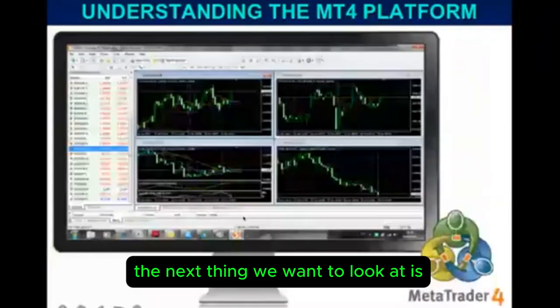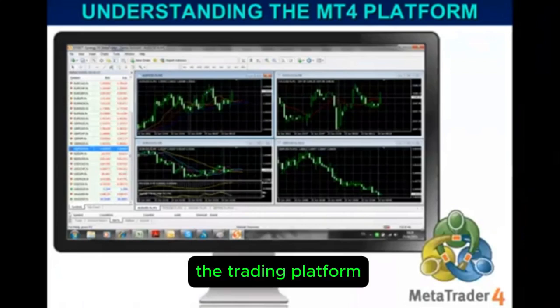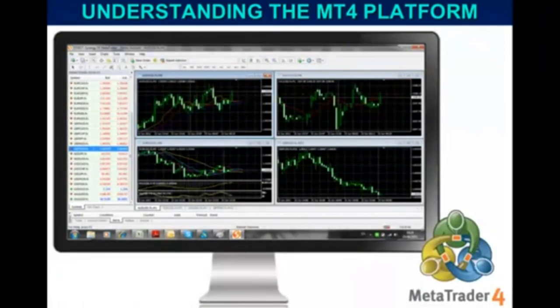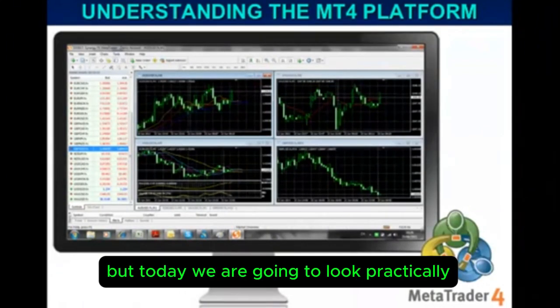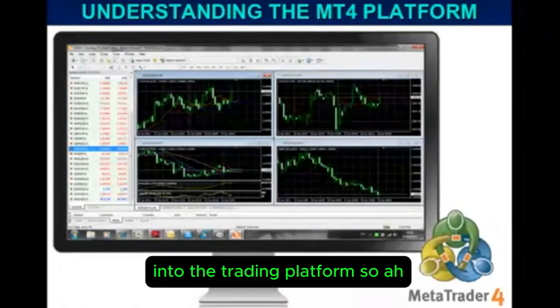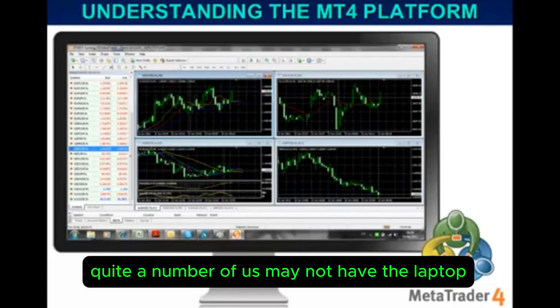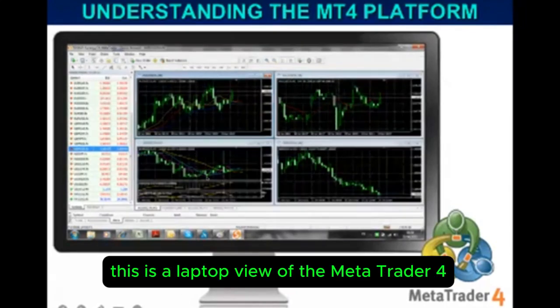So now the next thing we want to look at is the trading platform itself. I'm aware that a lot of us don't have one; this may be your first time, and you've only been seeing this thing somewhere. But today we are going to look practically into the trading platform. Because I know quite a number of us may not have a laptop, what you are seeing here is a laptop view of the MetaTrader 4.